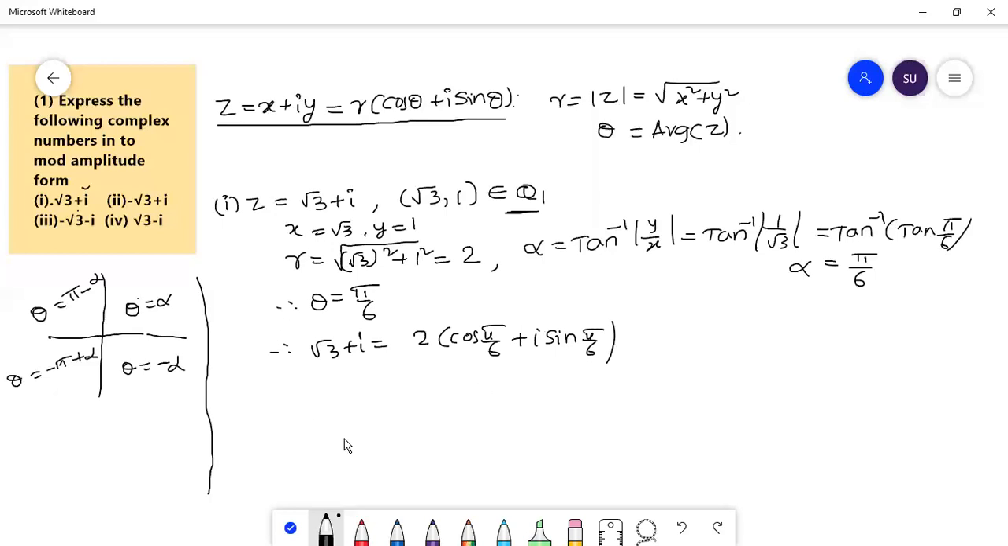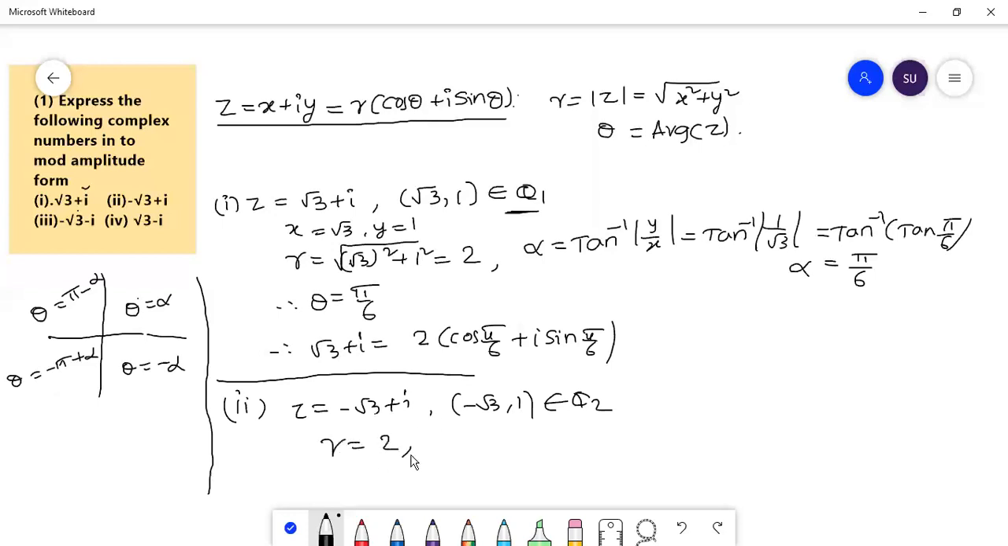In the second problem, everything else is the same, no changes, only the point: z is equal to minus root 3 plus i, which means the point is minus root 3 comma 1. Clearly it belongs to the second quadrant, because x is negative and y is positive. So we will get r is equal to 2 only.